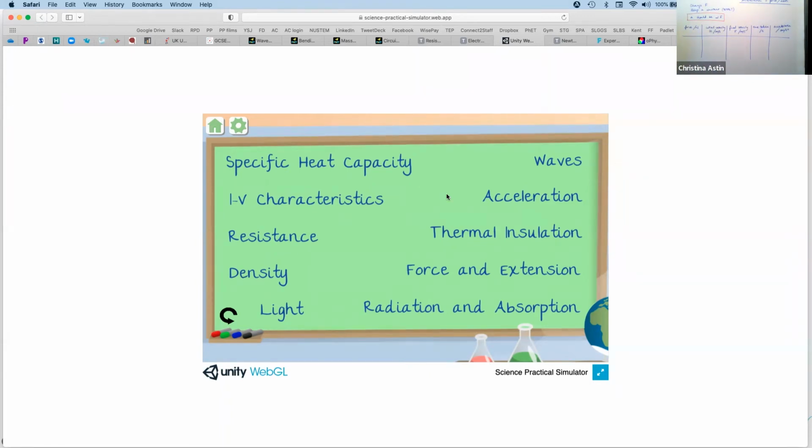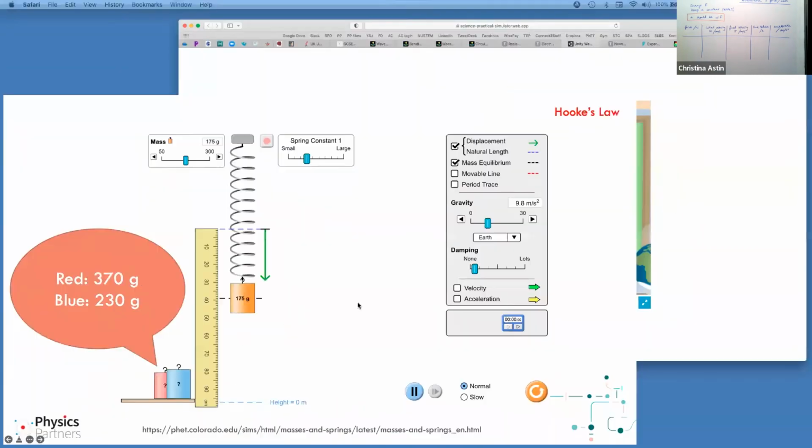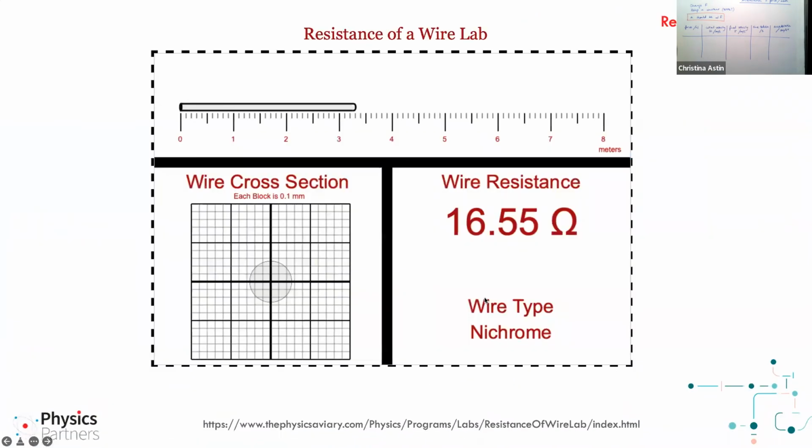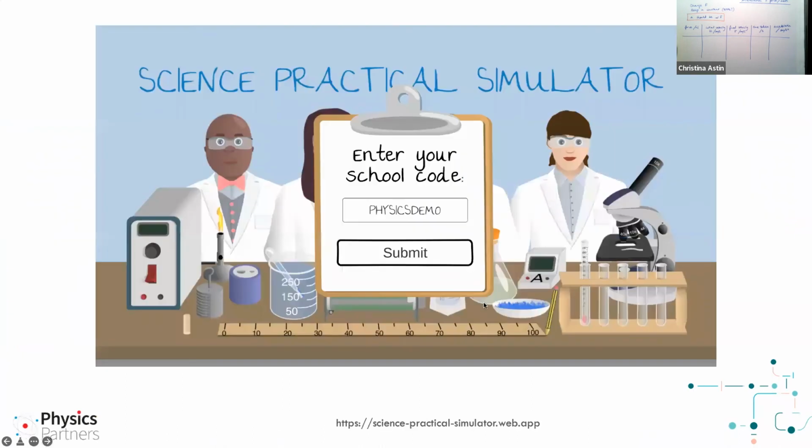So I'm going to show you a couple of, actually, no, I'm not going to show you a couple of things. I'm just going to show you one. So let me just toggle through these.